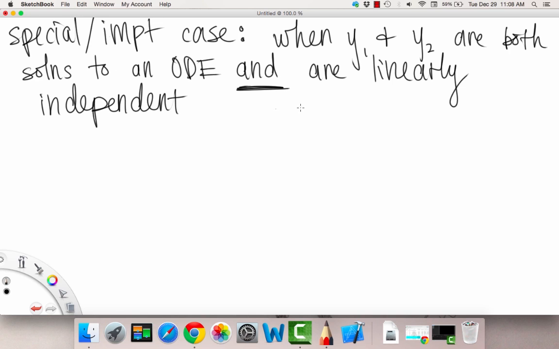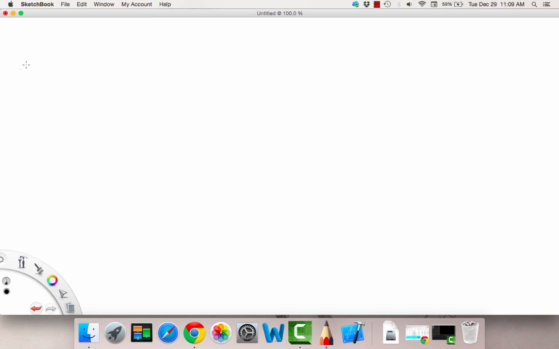So, big question. We know what it means to be solutions to an ODE, right? That just means if you plug y sub 1 into the equation, it'll satisfy it, and if you plug y sub 2 into that equation, it'll also satisfy it. So that's what it means to be a solution to an ODE. But we don't know what linearly independent is. What the heck is that? So let's define that.